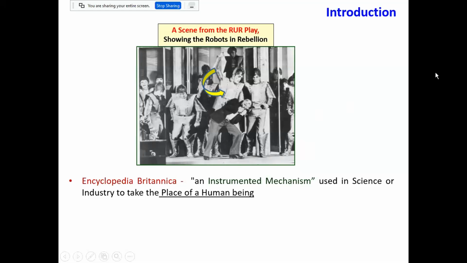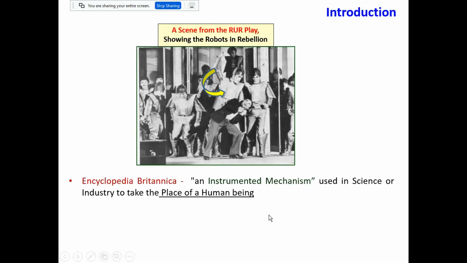Now, what will it show, friends? Are these the robots? No. If you see the Encyclopaedia Britannica definition of the robot, it is an instrumented mechanism used in science or industry to take the place of a human being. Meaning, it may or may not resemble a human being physically, but performs the task in the human way. Please remember.